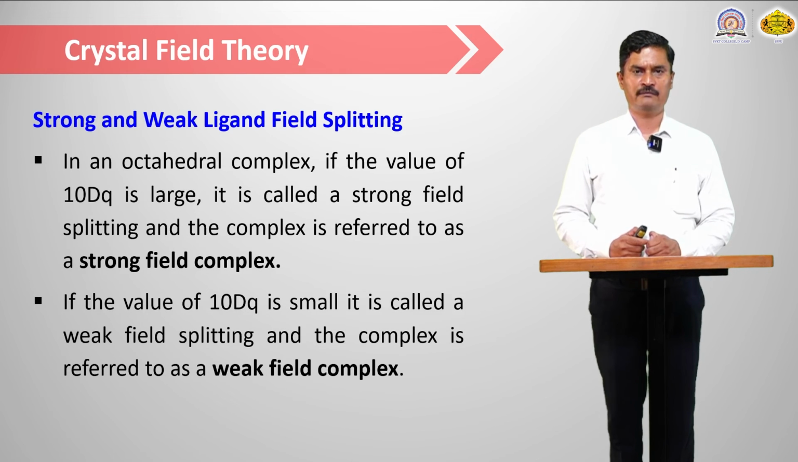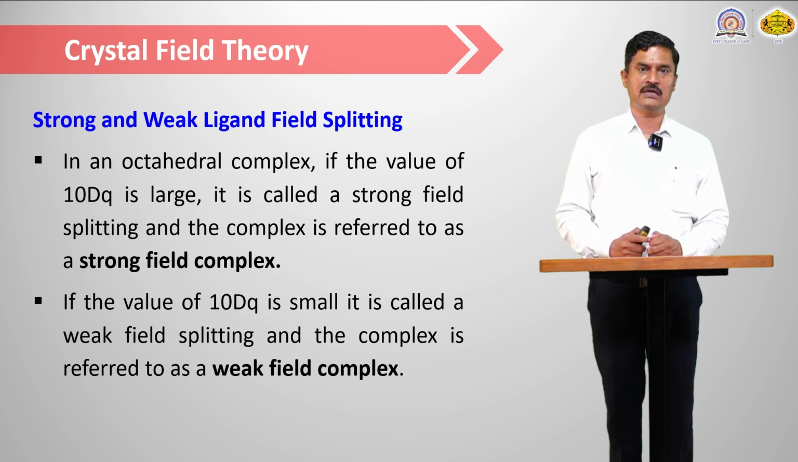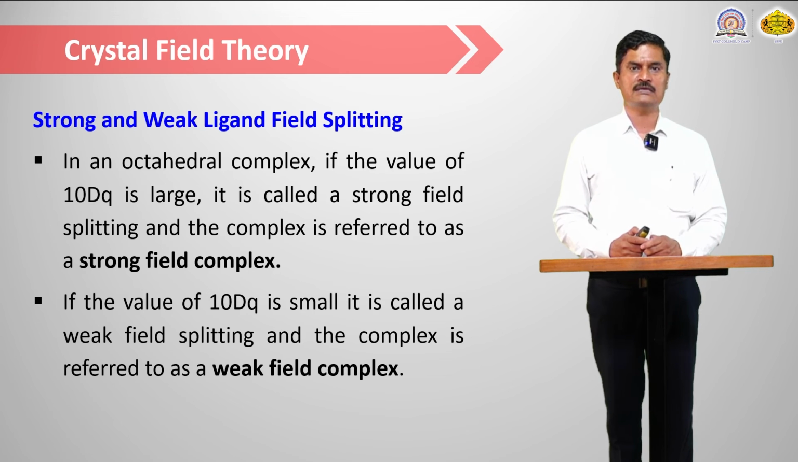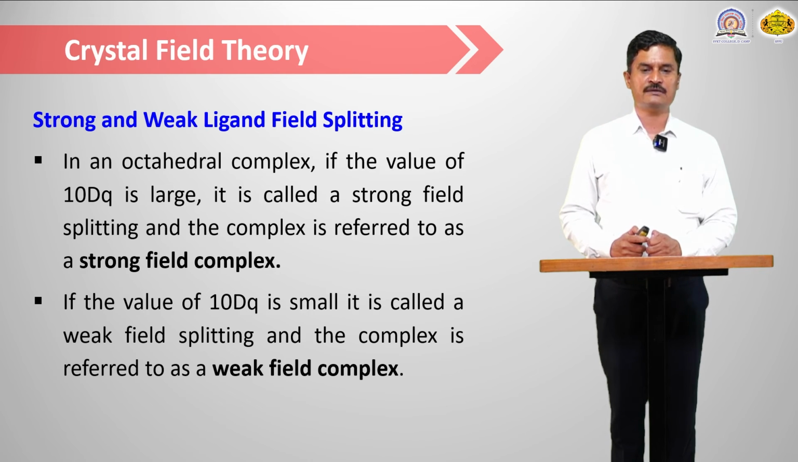Strong field and weak field: if the ligand is very strong, for example cyanide, the splitting is more, and if the ligand is very weak, like H2O or Cl minus, the splitting is less. In an octahedral complex, if the value of 10Dq is large, it is called strong field splitting, and the complex is referred to as a strong field complex.